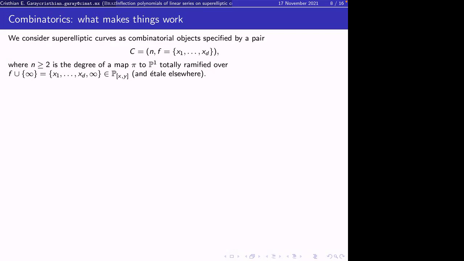So the key insight is that we consider superelliptic curves as combinatorial objects specified by a pair. The pair is just a number, which is n, and a collection of d points. n is equal to or greater than 2 and is the degree, and this map has to be totally ramified over the d-tuple specified by f, which is the second datum in my definition of a superelliptic curve, and infinity. So I throw in infinity in f, but since I will discard it later, I don't consider it as being part of the information of my curve. And of course, it should be étale elsewhere. So there is a dichotomy.